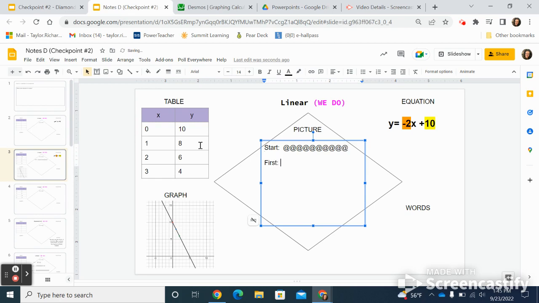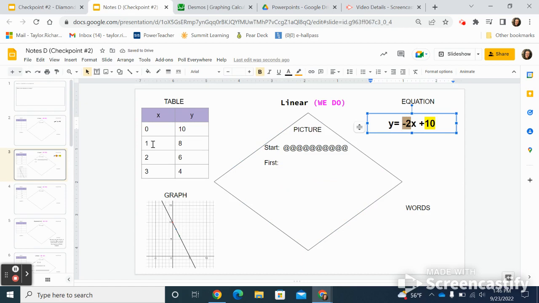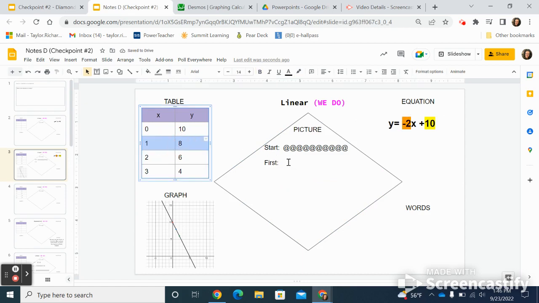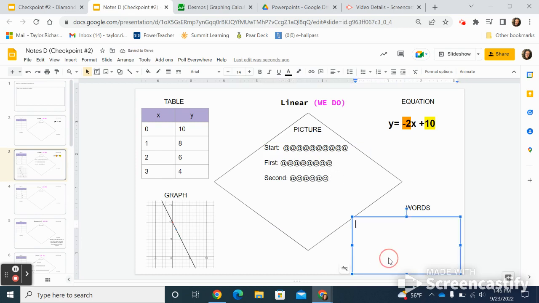Now I'm going to say first, and hopefully you should ask yourself, how many should I have now? Well, I'm going down by 2. After my first time, I had 8. So now I'm going to do 8 @ symbols. And you can visually see how it's decreasing. Then lastly, second, I'm going to have 6. Okay, so there's my picture.